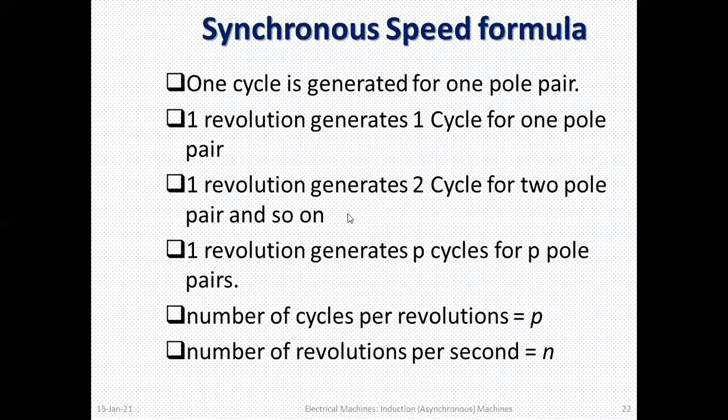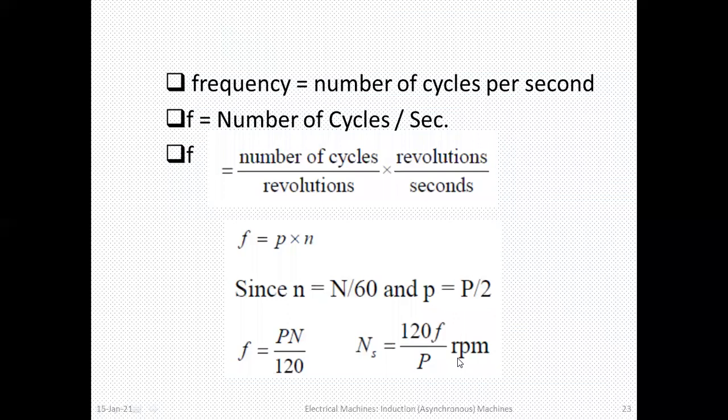Synchronous speed formula: one cycle is generated for one pole pair. One revolution generates one cycle for one pole pair. One revolution generates two cycles for two pole pairs, and so on. One revolution generates p cycles for p pole pairs. The number of cycles per revolution is equal to p. The number of revolutions per second is equal to n.